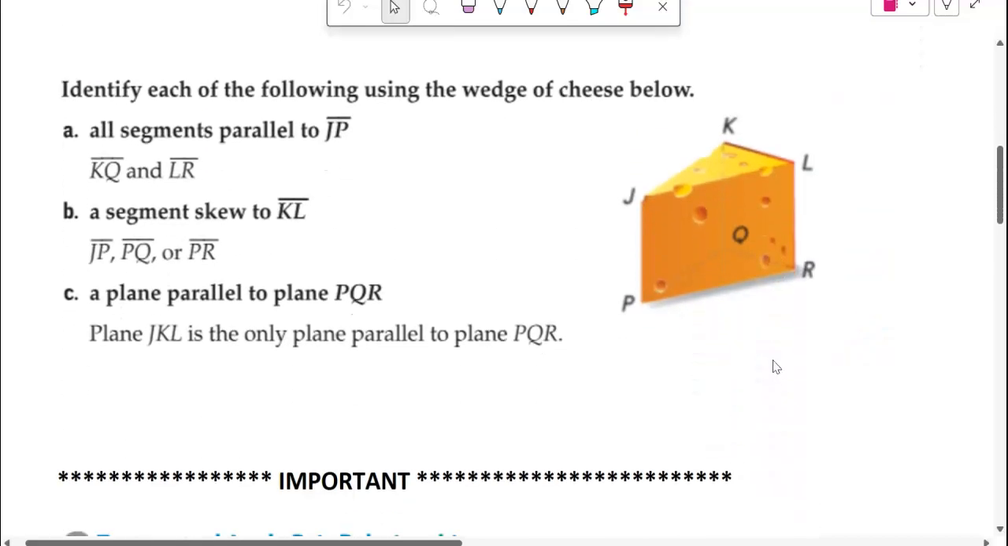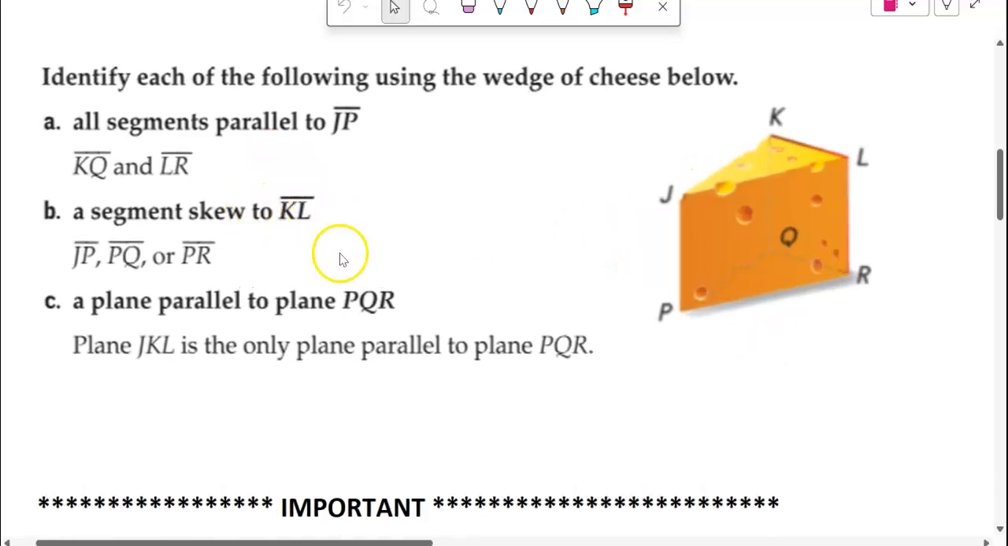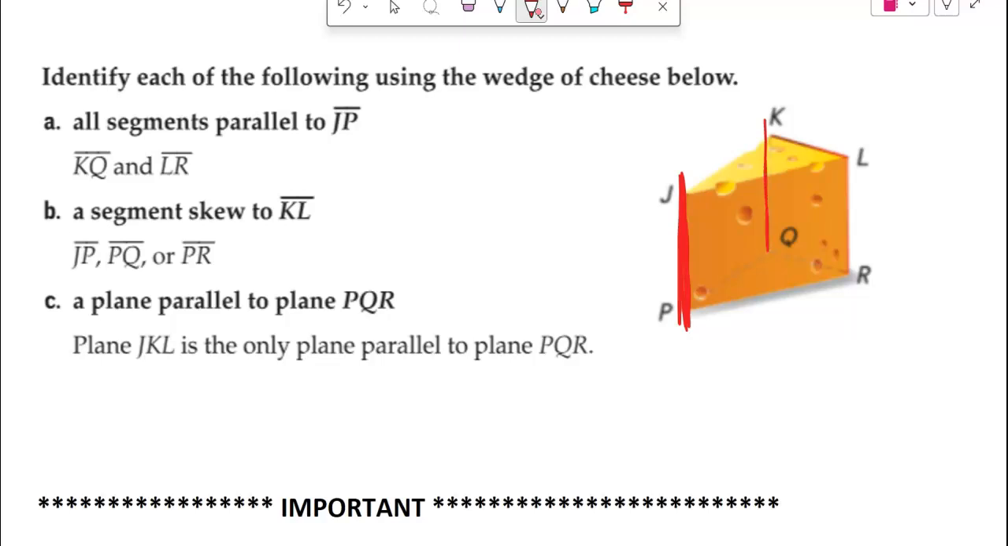We get practice with it here on this block of cheese. So the segments parallel to segment JP. So segment JP, what direction is segment JP going? Up and down. So we're just looking at the up and down segments. So I've got KQ going up and down, and I've got LR going up and down. So those three are parallel to each other. They're going the same direction, and they're not going to intersect.